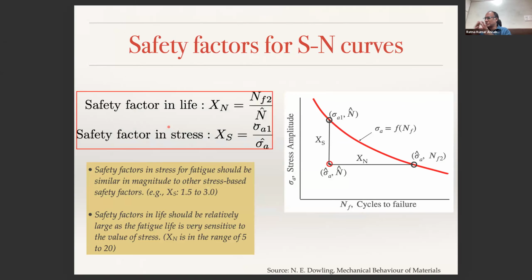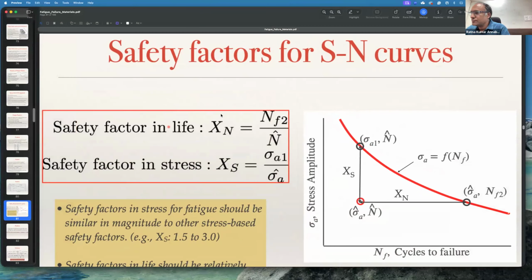Now let us discuss safety factors. Okay, so one minute for some reason.